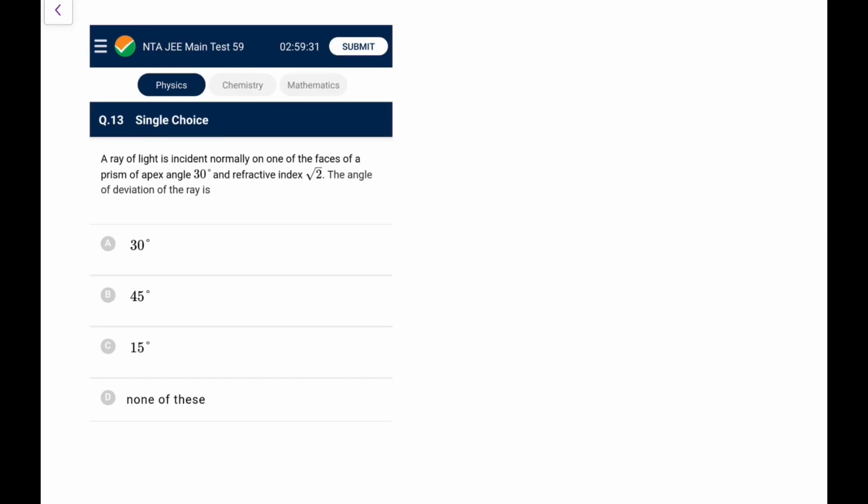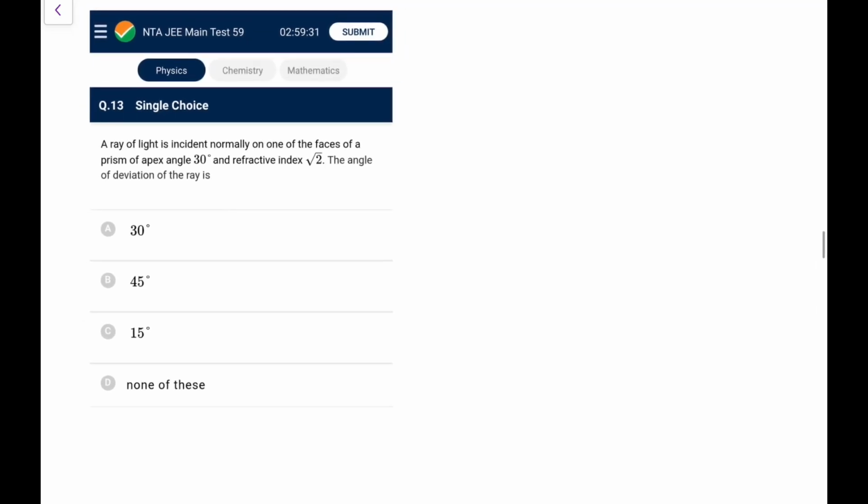Next thing, 13. A ray of light is incident normally on one of the faces of the prism of apex angle 30, refractive index root 2. The angle of the deviation is? Because it is incident normally on one of the faces, no deviation here, it goes like this. This is 30 degree, this is 90 degree, everyone can make out this is 60, so this angle is 30 degrees. Now this is root 2, now it will deviate, it will bend away.